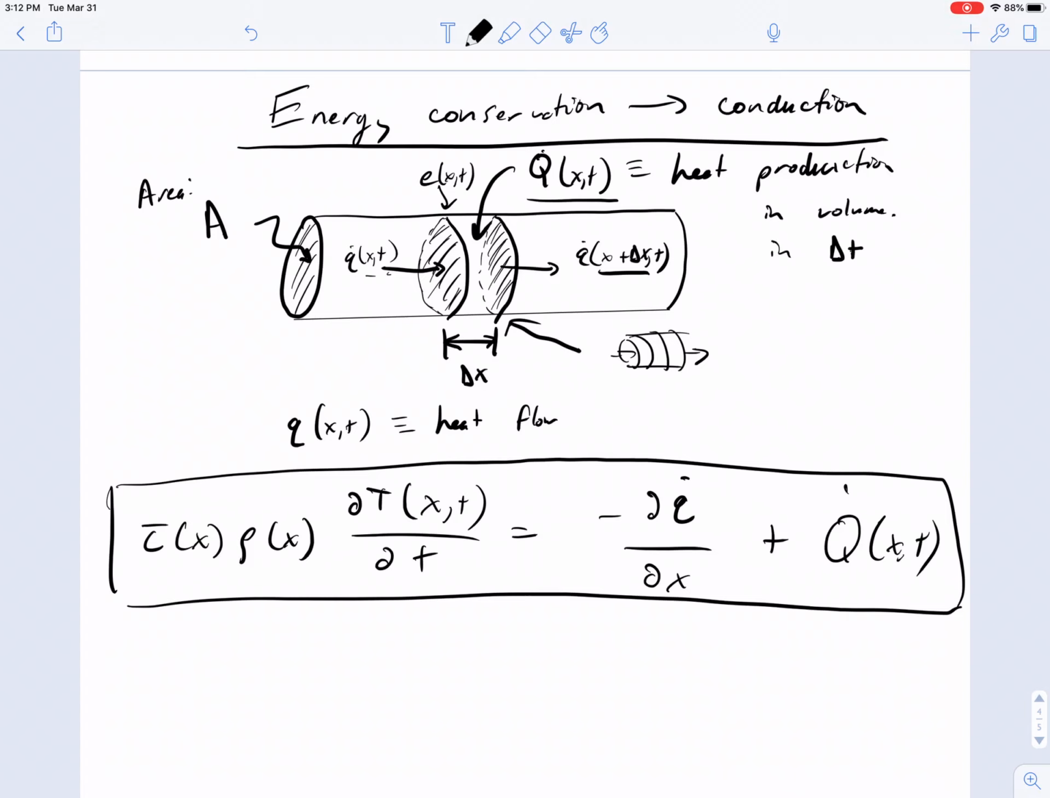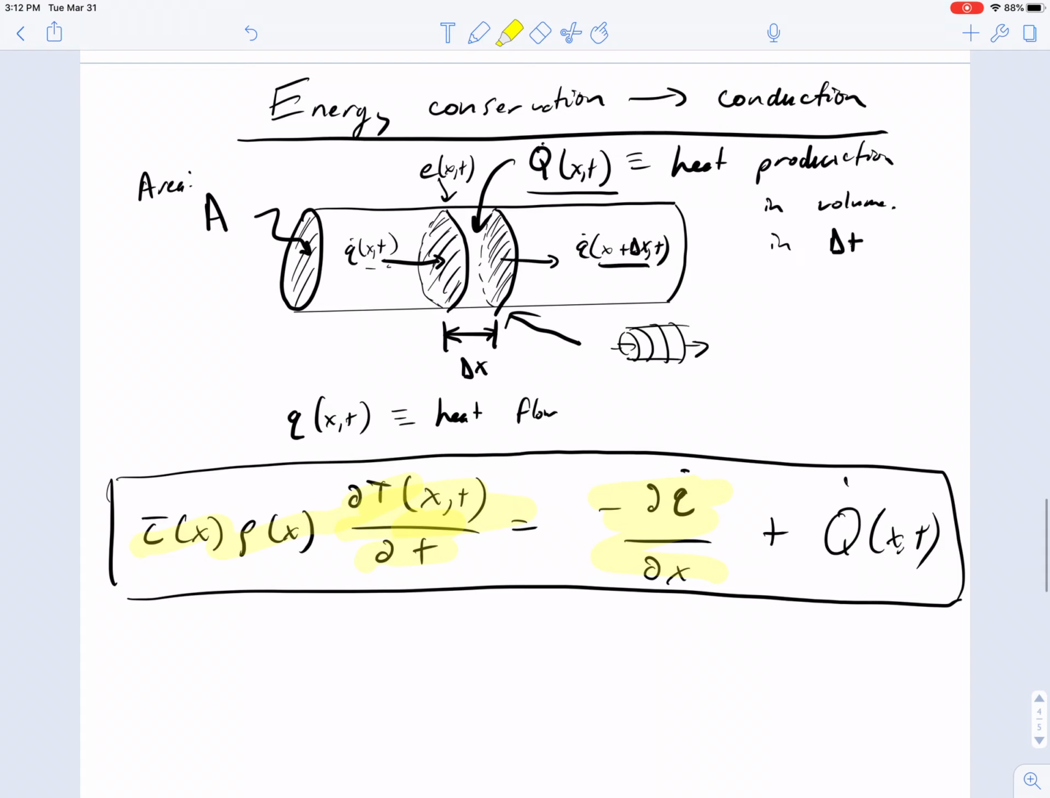So we've come a long ways. We have this lovely equation here that relates a change in temperature over time in this control volume, partial derivative, with respect to this term here, which is a divergence of the flux, or the gradient of the Q, and then we have that last term for the generation from reactions or something else that might be taking place inside of this small control volume.